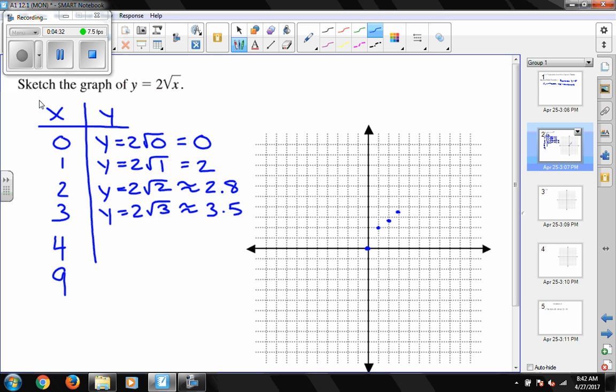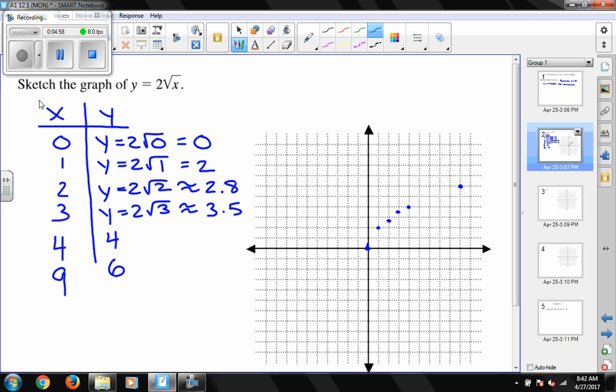Put our point there. At 4, the square root of 4 is 2, times 2 is going to be 4. And the square root of 9 is 3, times 2 is going to give me 6. So I can plot that. 4, 4 there. And for 9, I have to go up 6. So that point is going to end up right there.